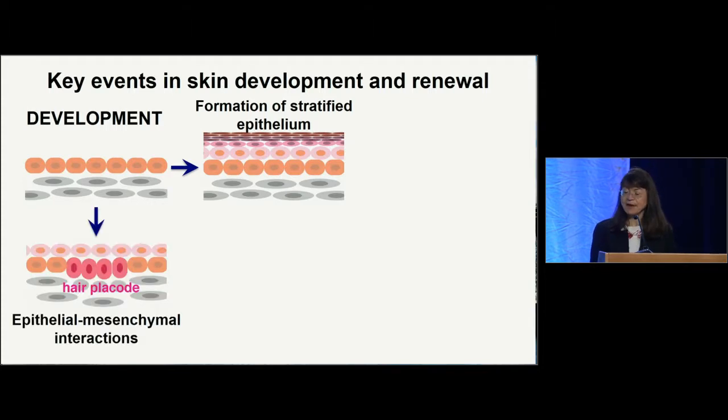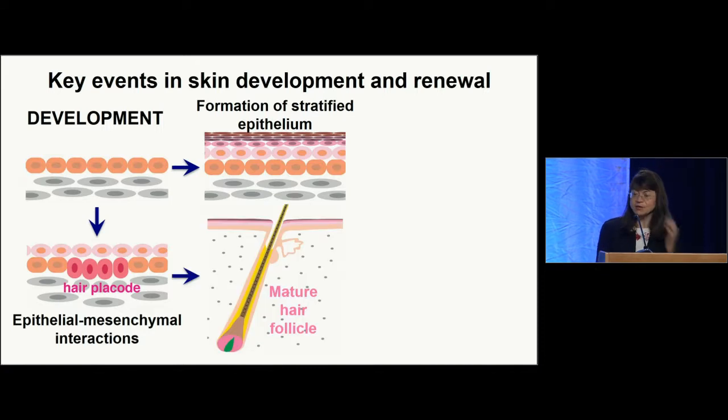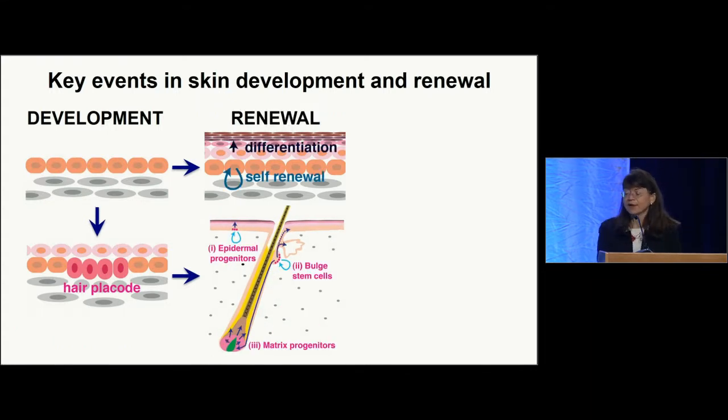In addition, the epithelial and mesenchymal cells of the embryonic skin interact to form a wide variety of different ectodermal appendages. And the first step in appendage development is generally a localized thickening in the epithelium known as a placode. And then these go on to develop into mature organs such as hair follicles. In adult life, the skin epithelia are renewed due to the activity of stem cells.